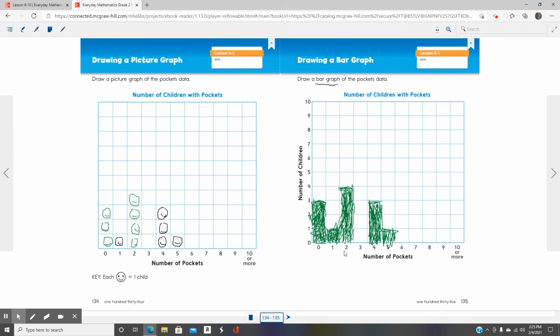Nobody was wearing 3 pockets, so we left this part of the bar graph blank because no one was wearing 3 pockets. We had 3 students wearing 4 pockets, so we colored in the squares until we got to 3, which represents 3 students. And 1 student was wearing 5 pockets, so we colored in 1 square.